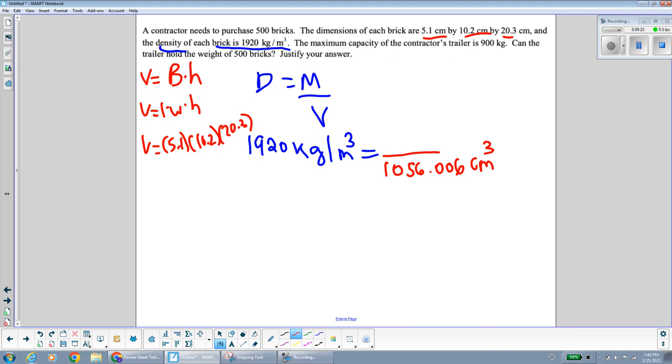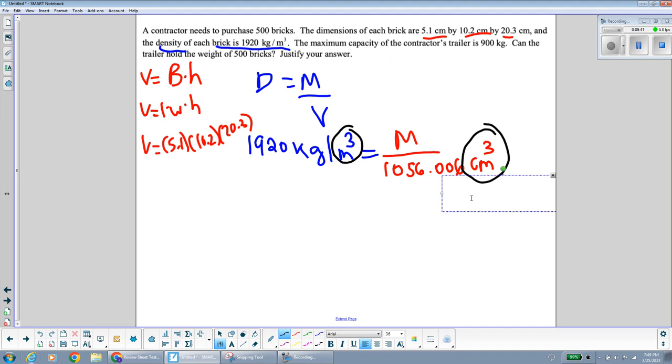Oh, wait. That's a little problem here because our volume unit from our density and our volume unit with the dimensions that are given are not the same. So the units are important. So we actually need to convert. We need to take our volume from cubic centimeters and change it to cubic meters. So we're going from a smaller to a bigger unit. When we're going from a smaller to a bigger unit, just like when we're going from inches to feet, from 24 inches to 2 feet, we're going to divide by whatever the conversion is. So the conversion from centimeters to meters is 100, so we're going to divide by 100.